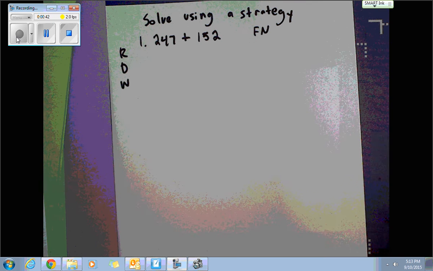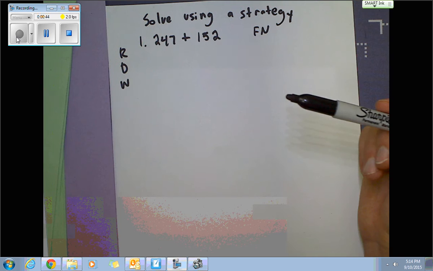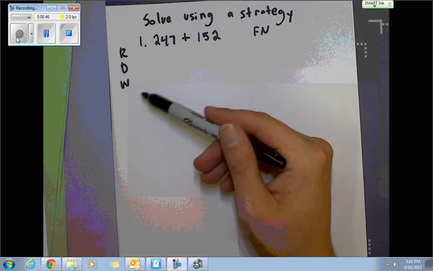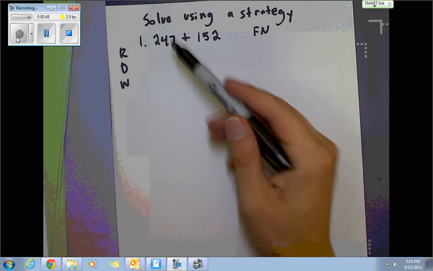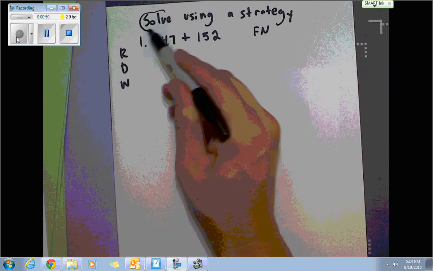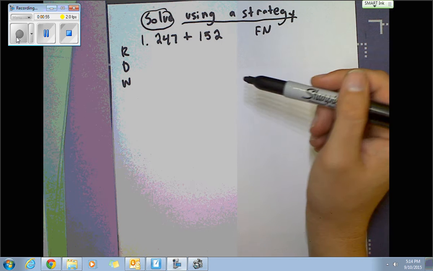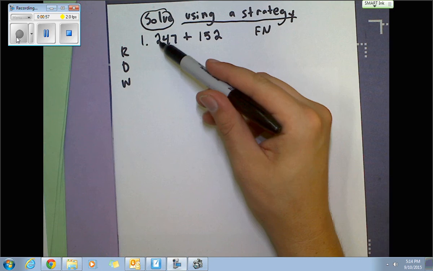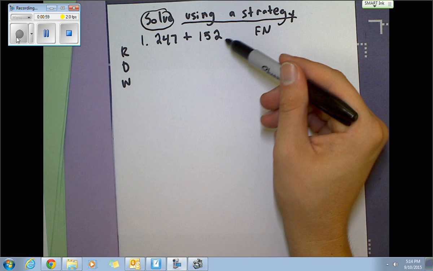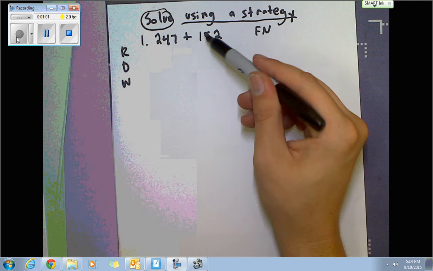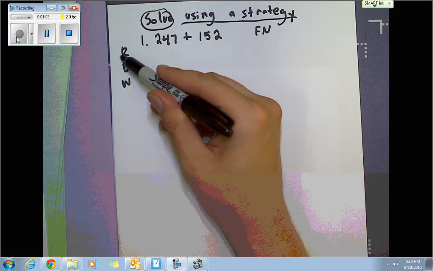So first things first, let's go ahead and do our RDW process, or read, draw, model, and write process. Read the problem first. It says solve, so that's my action, using a strategy. In this case, I'll be using the friendly number strategy. And my two add-ins here are 247 and 152. So 247 plus 152. So I can cross off my read now.